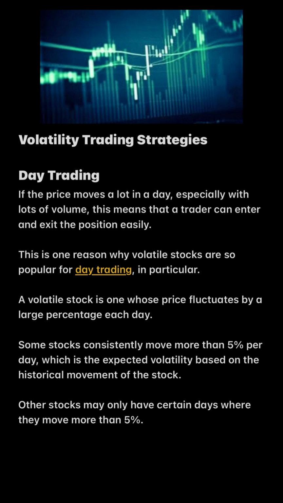A volatile stock is one whose price fluctuates by a large percentage each day, and some stocks consistently move more than 5% each day, which is expected volatility based on the historical movement of the stock. Other stocks may only move on certain days, and that's where you can get some of your movement on those particular days.